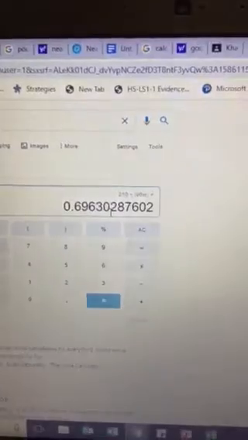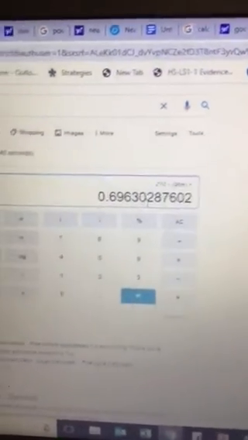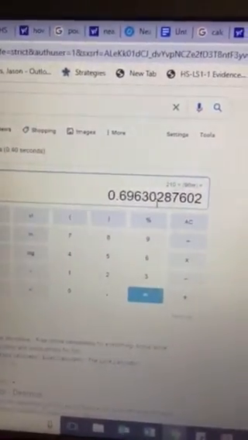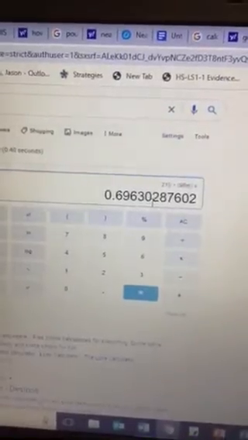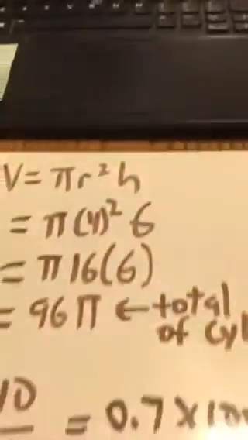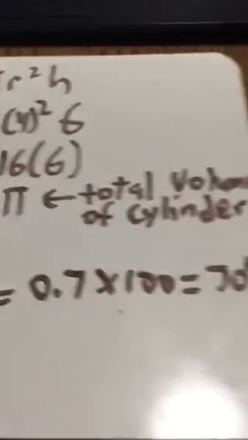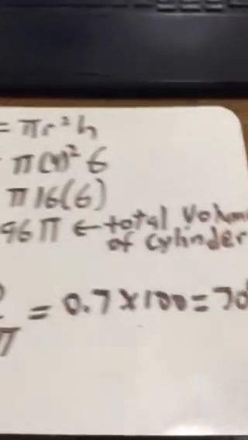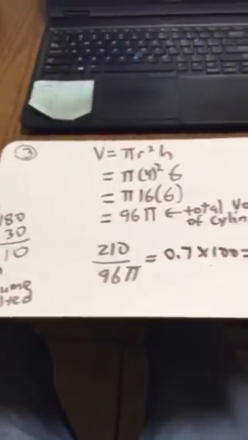All right, again, when you calculate this, make sure that you either use the app provided in Khan Academy, or use your calculator app here. See what I've done? 210 divided by 96 pi. It was 0.696. I rounded up to 0.7. Multiplied that by 100 and got 70%. All right? So that is how you do this problem.